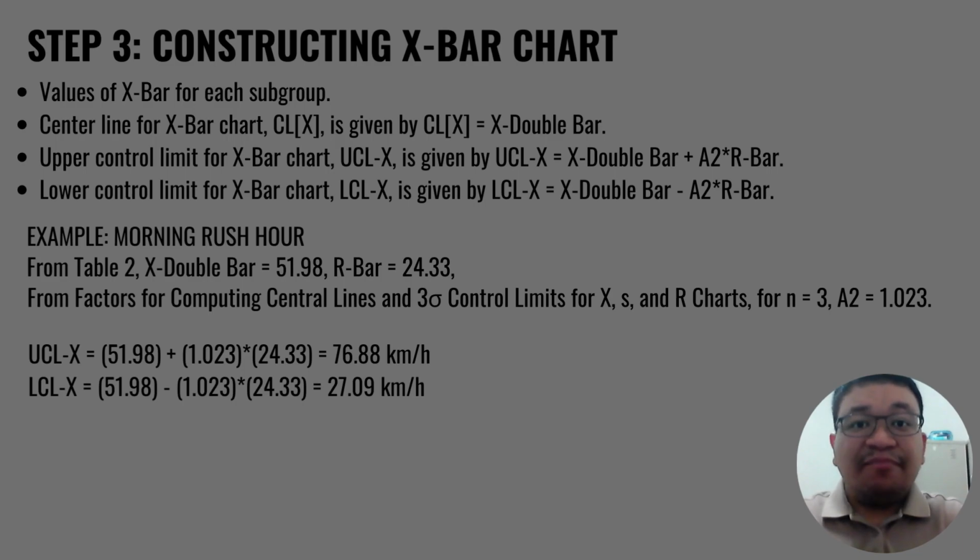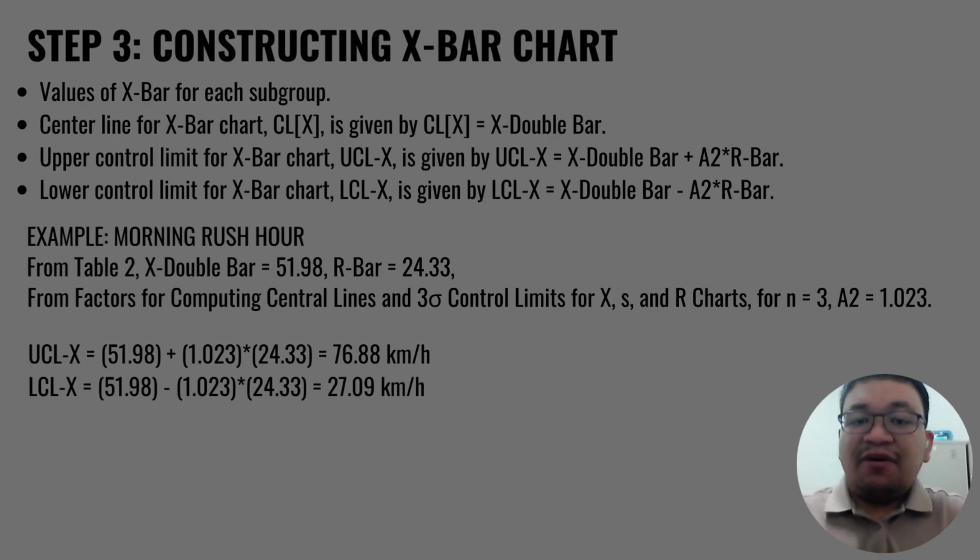Now that we know the values of the important data needed to construct the X bar and the R bar charts, here's the next step, which is to construct an X bar chart. What we need to construct them are the values of the X bar for each subgroup. The center line for the X bar chart, labeled as CLX, is given by CLX equals the X double bar. The upper control limit for the X bar chart, UCLX, is given by UCLX equals X double bar plus A2 multiplied by R bar.